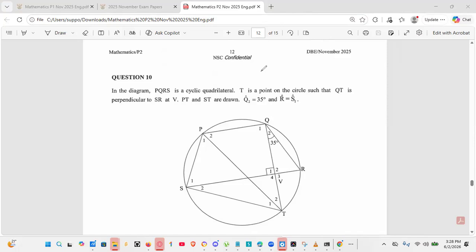PQRS is a cyclic quad. T is a point on the circle such that QT is perpendicular, so important words, perpendicular to SR at V. PT and ST are drawn. Q2 is 35 and R1 is equal to S1. So those two are equal.